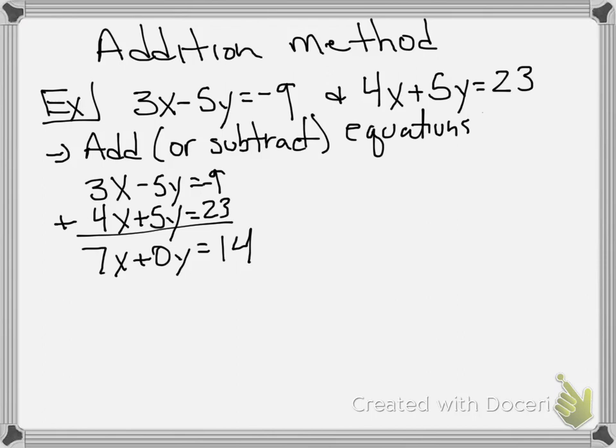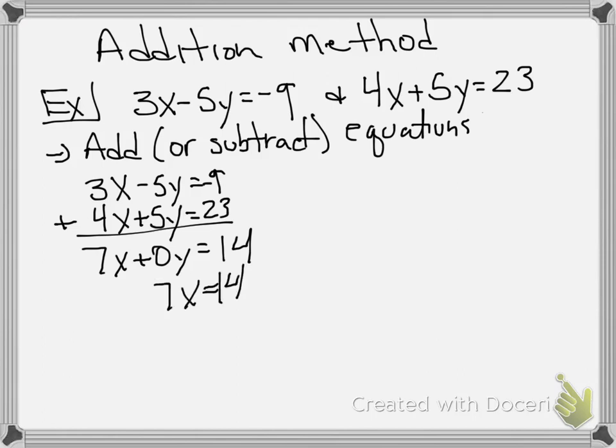So that 0y is where the trick comes in. What you're really looking for is a case where you can completely cancel one of your terms. You want to get rid of one of the variables by doing this. So in this case, we were very lucky. We had a positive 5y and a negative 5y, and just by adding those, they cancel off. Similarly, if we would have had a positive 5y and a positive 5y, we could have subtracted our two equations to get those to cancel.